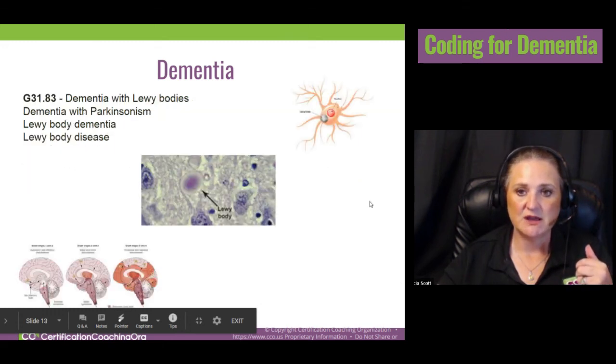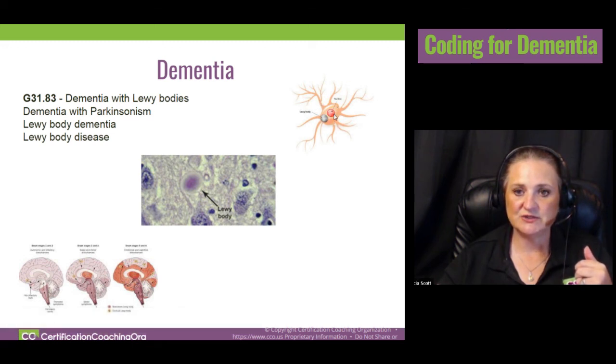So I think I have a picture of that. There we go. Remember I told you that alien right there? That's a neuron, and there's a little nucleus of the neuron, and there's a Lewy body. See this right here? The Lewy body. All this has been stained. It's purple. But that's not supposed to be there.